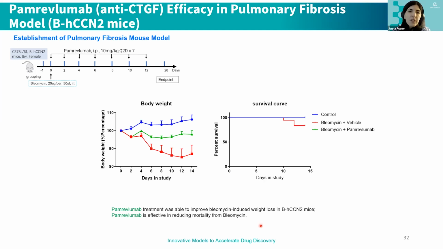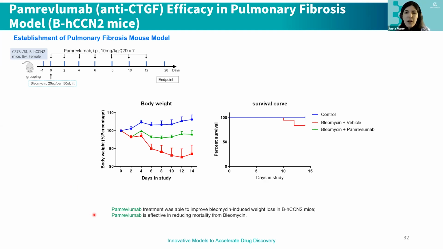In this example, humanized mice for CCN2, which is also known as CTGF or connective tissue growth factor, were treated with bleomycin to induce disease, as shown here on the timetable, and then also treated with the anti-human CTGF antibody pamrevlumab to test whether the treatment can alleviate fibrotic accumulation.